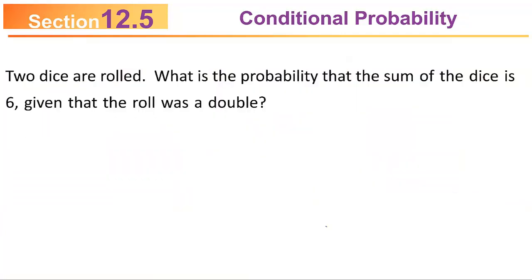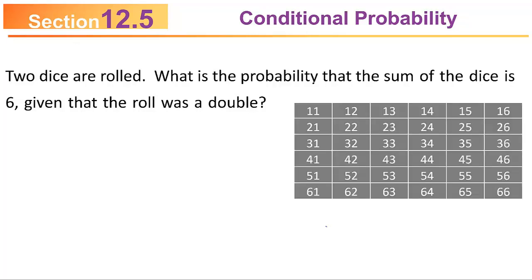How about this one? Two dice are rolled. What is the probability that the sum of the dice is 6 given that the roll was a double? Again, you want your sample space in a table, 6 by 6: 6 possibilities for the first roll, 6 possibilities for the second roll. You're given that the roll was a double. So we want the sum to be 6 with the additional information that we rolled a double. So the probability that the sum is 6 given that the roll was a double.